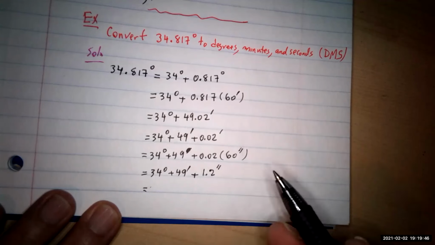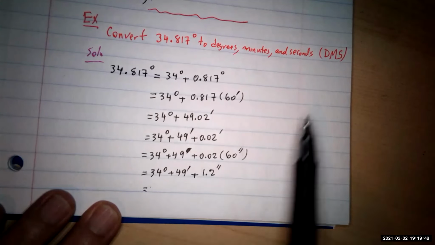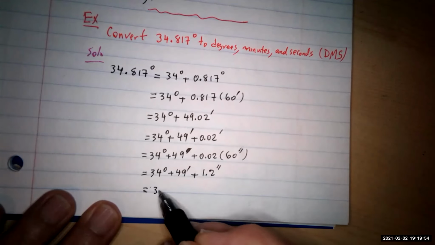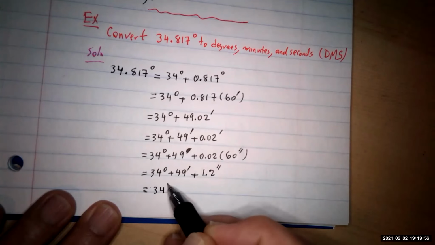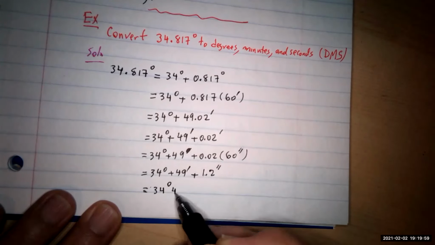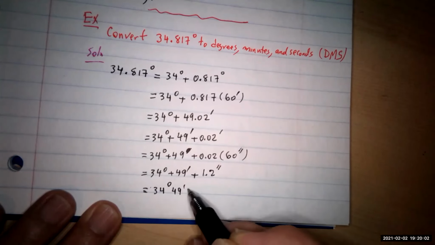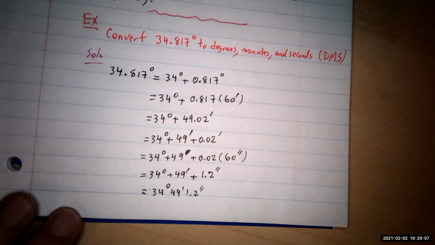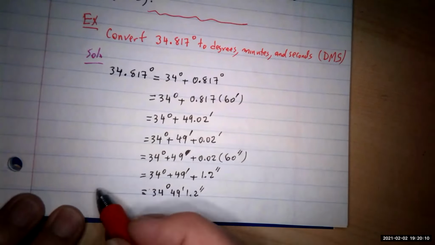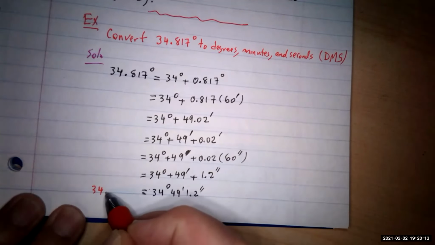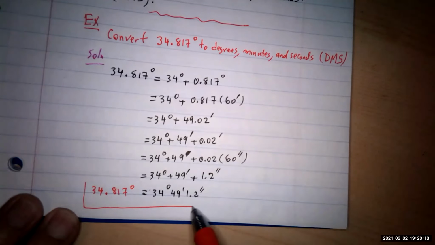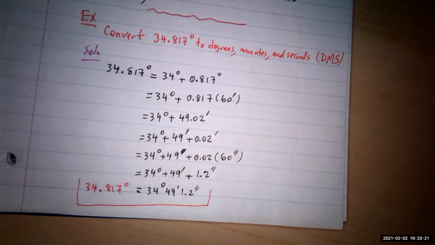And you see, sometimes we ignore that leftover, or sometimes we just skip it. So as you can see, we get to the DMS, so we can write it down as 34 degrees, 49 minutes, and 1.2 seconds. So that would be the final answer. The given number, which was in decimal form, 34.817 degrees, we changed to the DMS format, if you like. Any question?